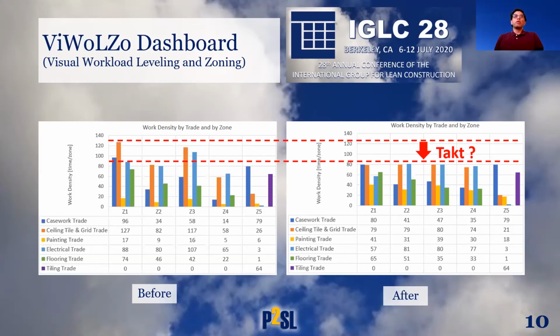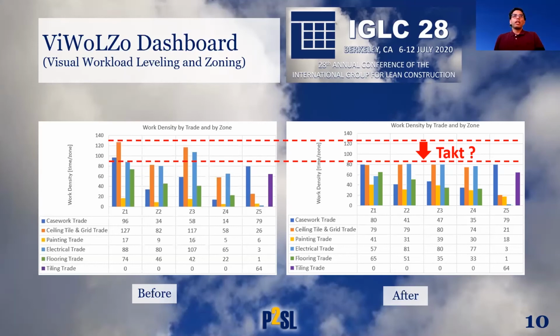So the whole workload leveling process is done through iterating through the leveling of these bars. Zones where the work density is low, the bars can possibly be raised by increasing the number of cells included in that zone or by reducing the production rates by downsizing the associated crew. Similarly, where the work density is high, the bar can possibly be lowered by reducing the number of cells in that zone or by throttling up the production rate by increasing the crew size.